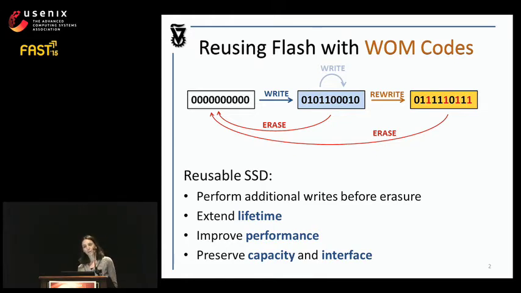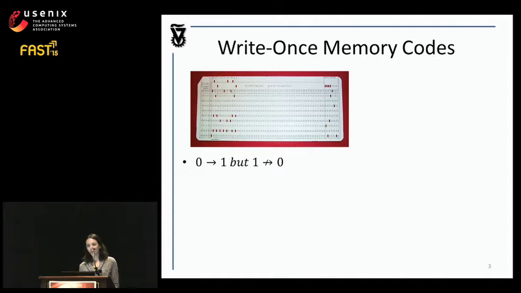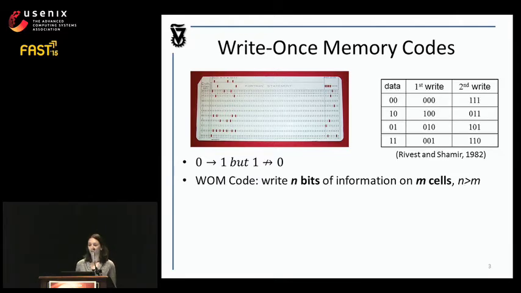This also improves performance, and we're able to do that while preserving both the capacity and the interface of the original SSD. So WOM stands for Write Once Memory, which is a media where zeros can be turned into ones, but not vice versa. And punch cards were actually the motivation for the first WOM codes that were suggested in 1982. So the idea is to write n bits of information on m cells where n is larger than m.